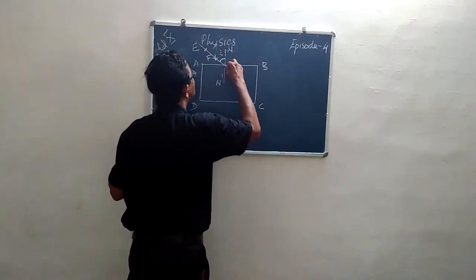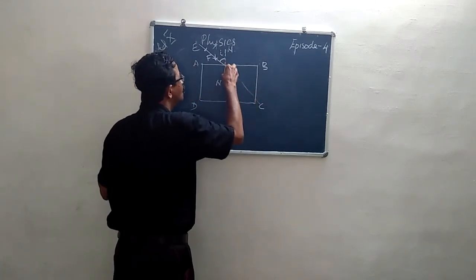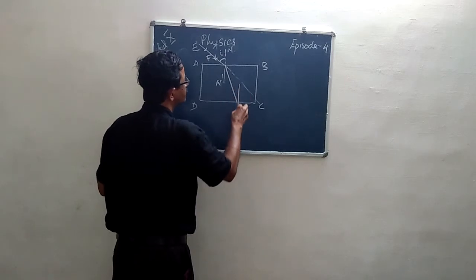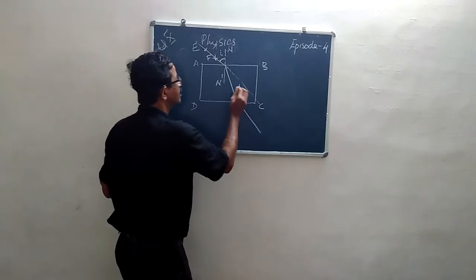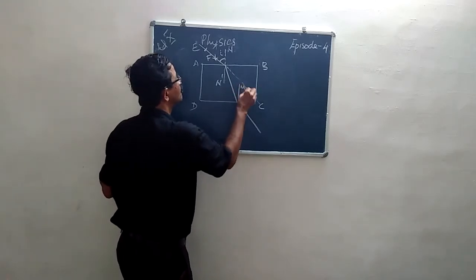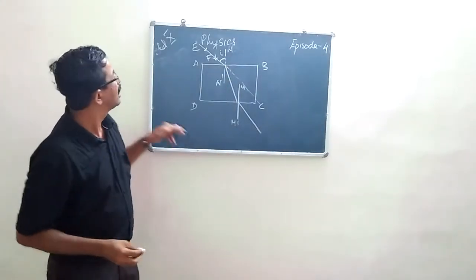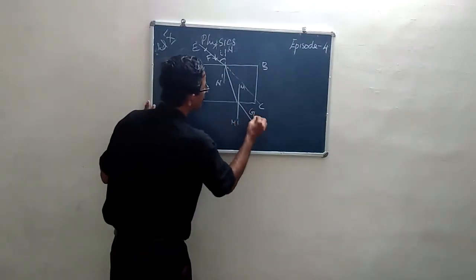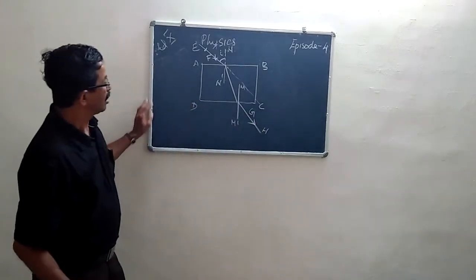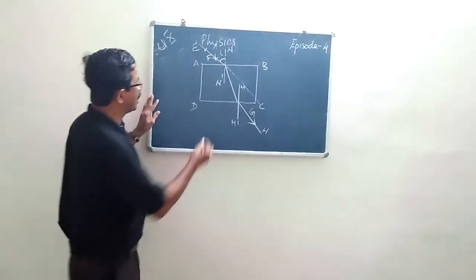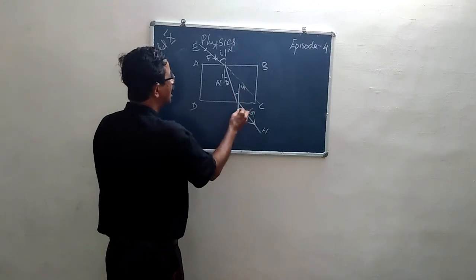That means if you extend this line this way, it will go in this way. And when we draw this, it will come. And this M dash is the normal to the second face. And G, H is the emergent ray. Here I is the angle of incidence and R is the angle of refraction.